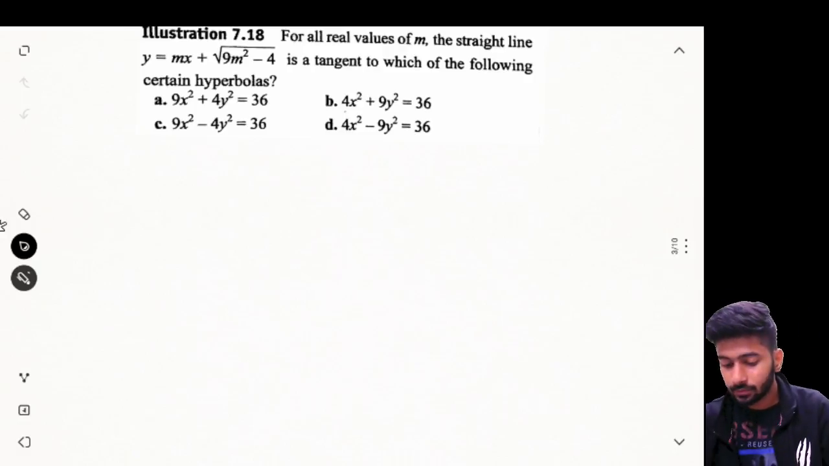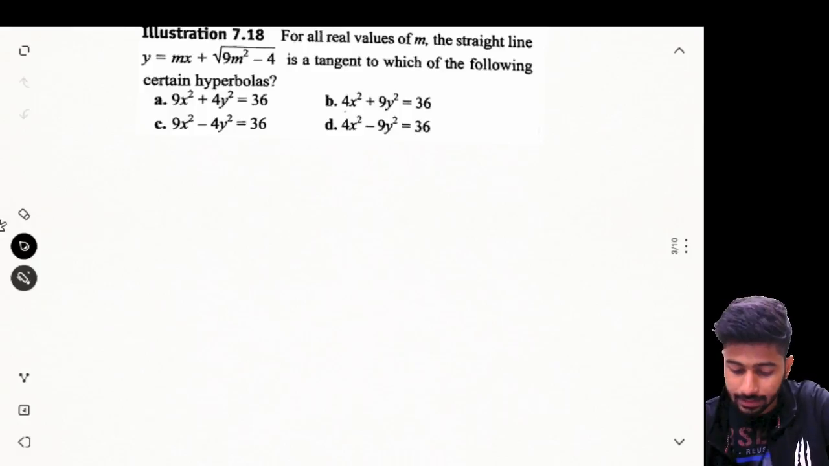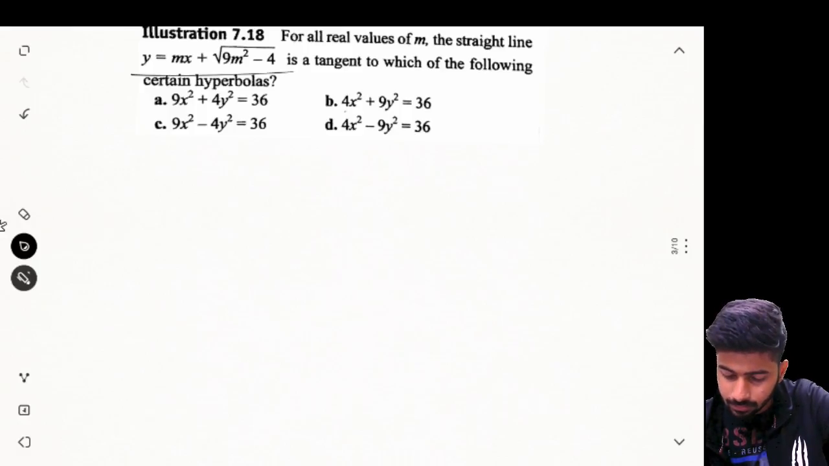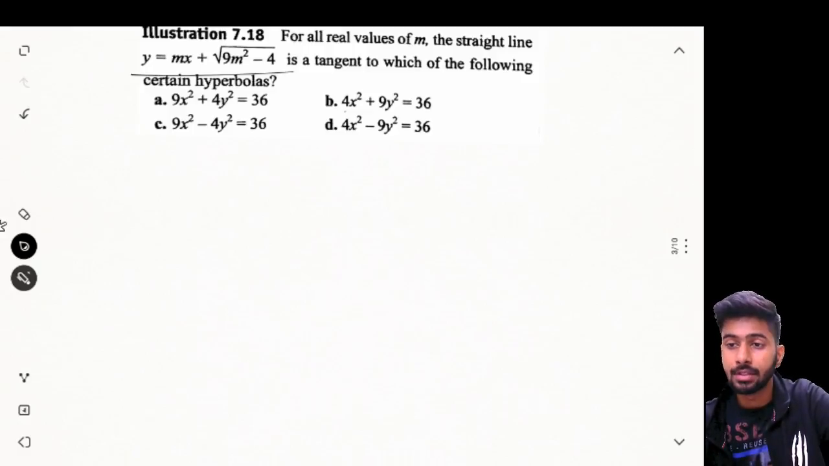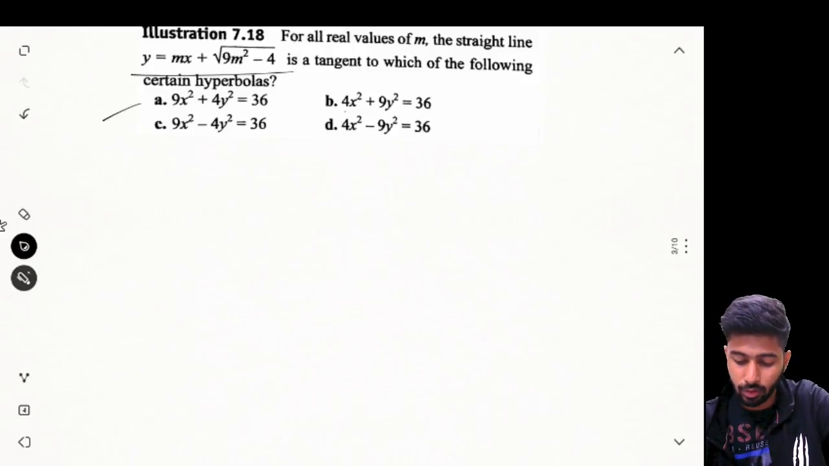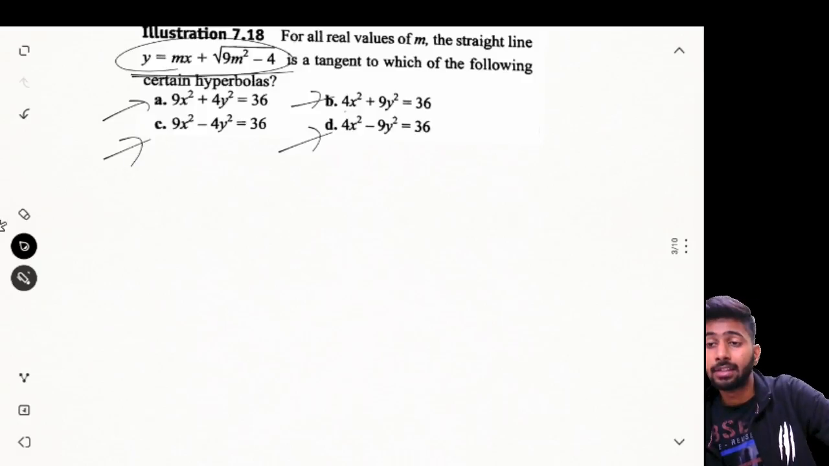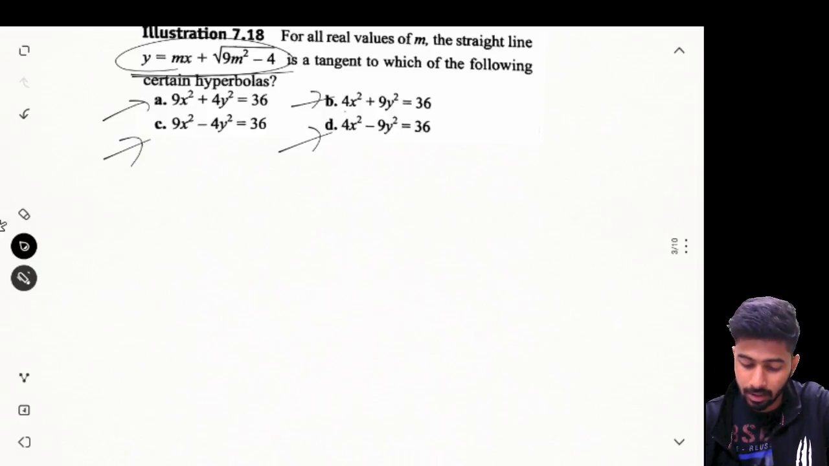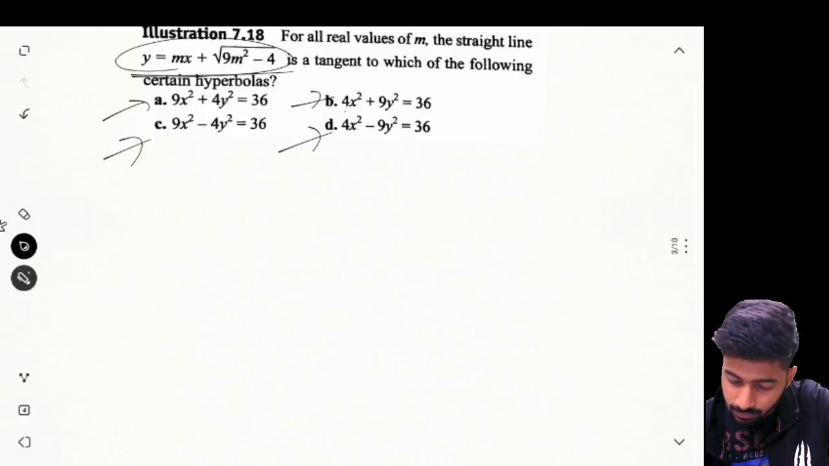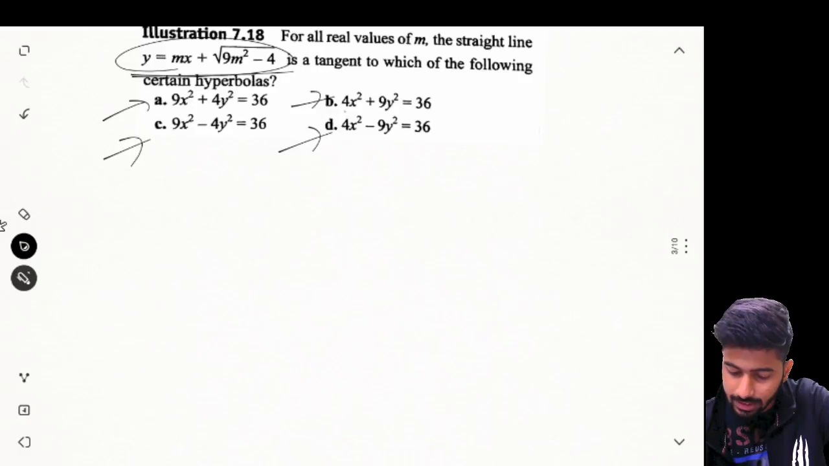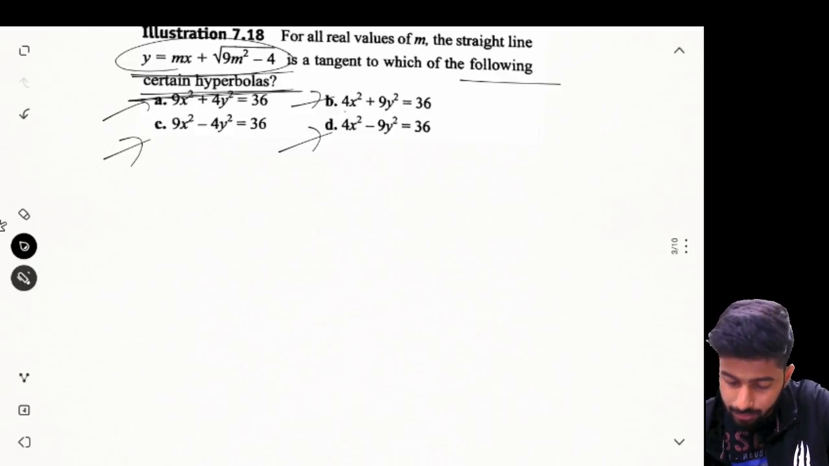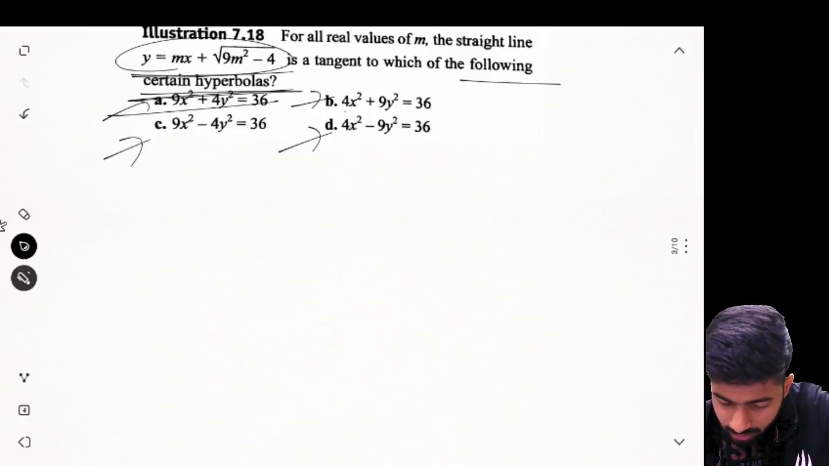So for all real values of m, the straight line is a tangent to the following. Which of the following hyperbolas is what is being asked, right? We have four hyperbolas given. You have to find out for which of these hyperbolas this is a tangent, or is it for more than one also? It can be. So we don't know. What we'll do is, first of all, the question says which of the following hyperbolas.